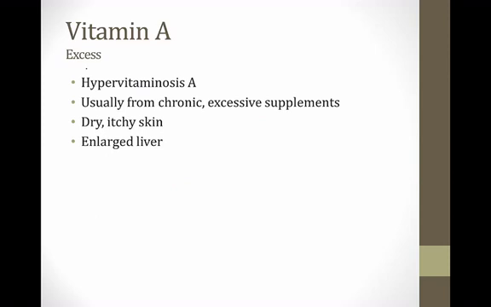As we will see in this module, most of the non-B vitamins have a syndrome that can develop if you consume excess vitamin, and this usually happens from taking too much supplements. In the case of vitamin A, the syndrome that develops is appropriately called hypervitaminosis A. This is usually from chronic excessive intake of vitamin supplements. What happens is these patients develop dry, itchy skin, and they can develop an enlarged liver because remember, vitamin A can be stored in the liver.